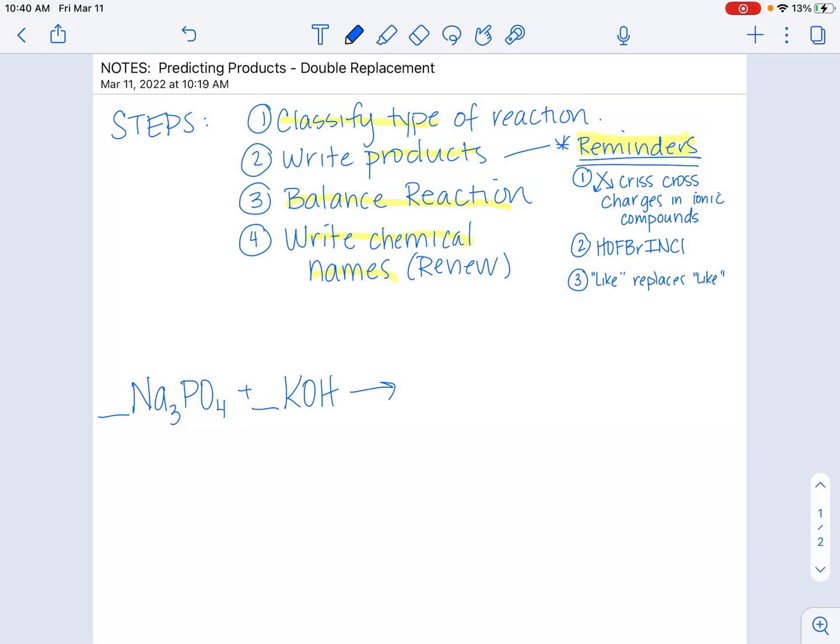All right, and here is our last installment. So we have predicted the products for combustion reactions, we have done single replacement, and here is our final example for double replacement. All of the same steps and rules apply, so we're just going to jump right in here.